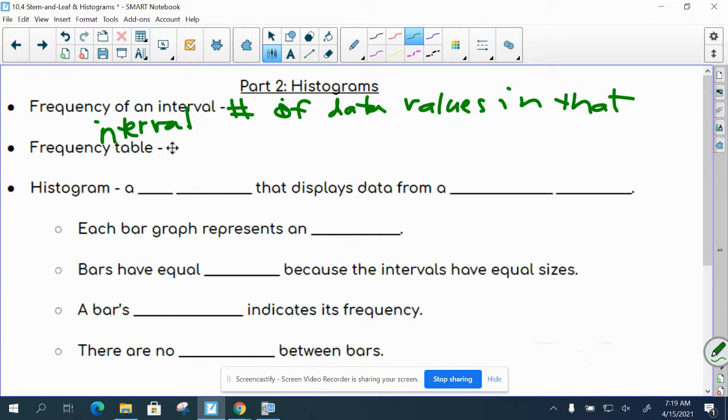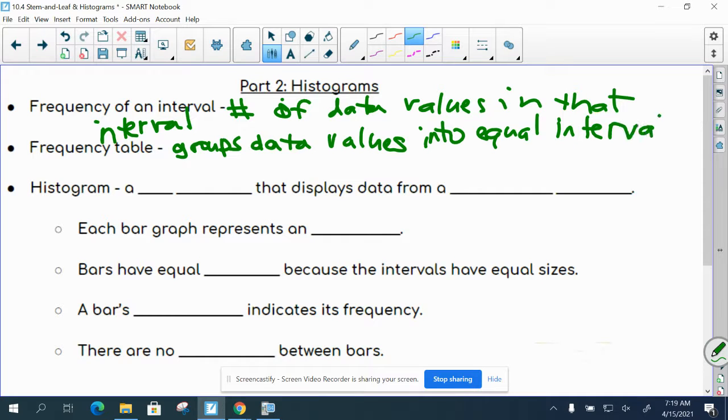A frequency table groups data values into equal intervals, and that part is important. Your intervals have to be equal in order to set up your histogram. If they're not, that means the histogram was not set up correctly. So that might be like a trick question in a multiple choice answer. And then with no gaps or overlaps.